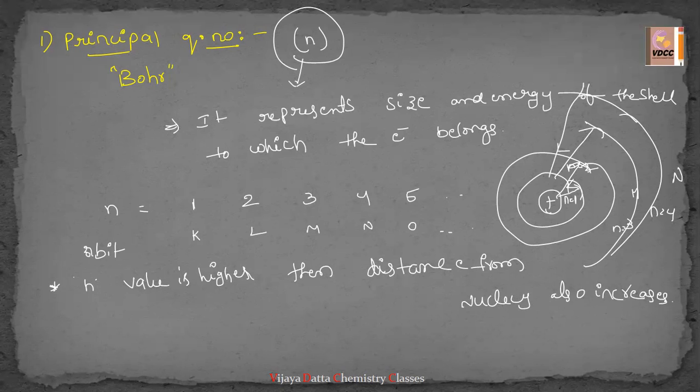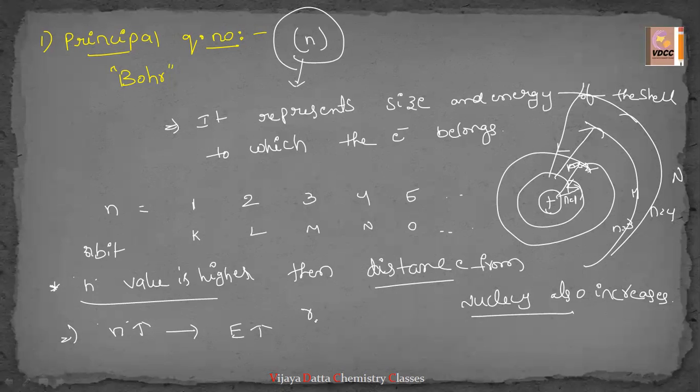Distance from the nucleus also increases. When the n value is increasing, the energy of the orbit, or the energy of the electron, or the magnitude of energy, also increases. See here, when we are talking about the n value being higher, the distance from the nucleus is increasing, which is nothing but the r value increasing.